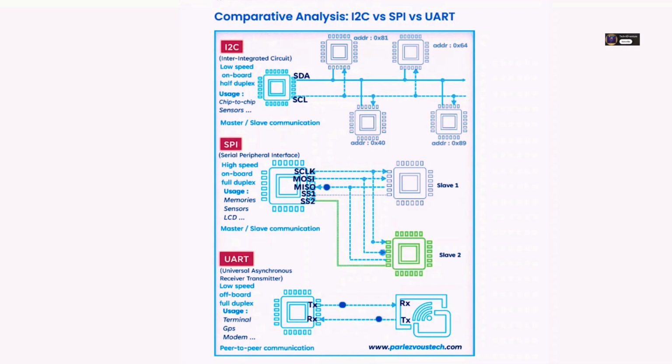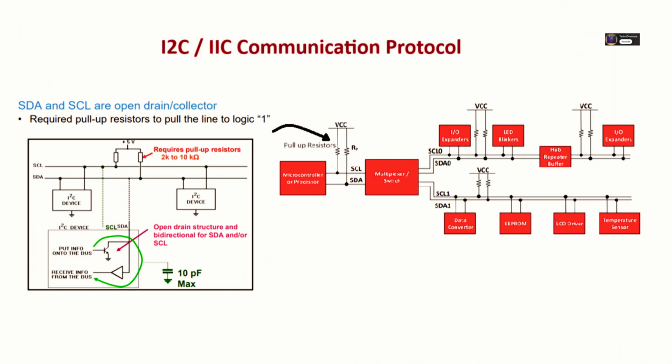Okay, that makes total sense. Two wires, shared clock, connects lots of stuff. But how does it actually work electrically? What's the secret sauce behind SDA and SCL that lets them be shared, handle data both ways on SDA without things shorting out? Right, this is where we get into the physical layer, and it's a really clever design choice.